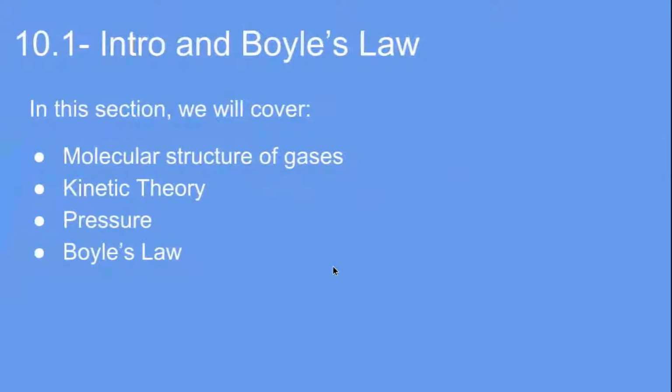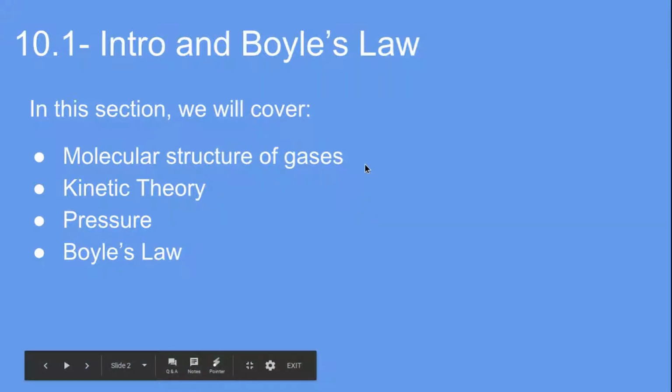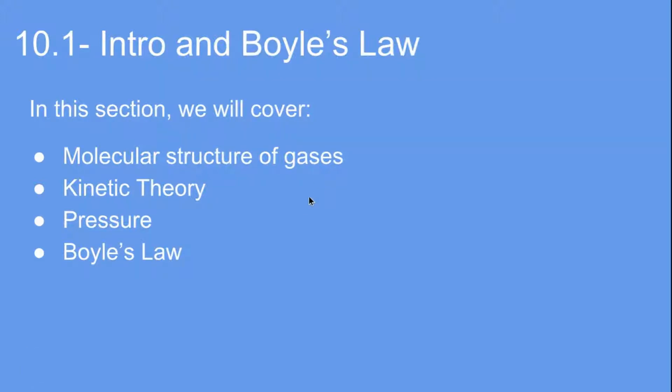All right, so in this first section, 10.1, we'll just be setting an introduction, just laying some of the basic information we need to understand so we can make sense of the mathematical gas laws, and then we'll be looking at the first mathematical gas law, which is Boyle's law. So in more detail, we'll be going over the molecular structure of gases. We'll be talking about the kinetic theory and how it can describe gases. We'll define what pressure is, and finally, we'll go into the math examples of Boyle's law.